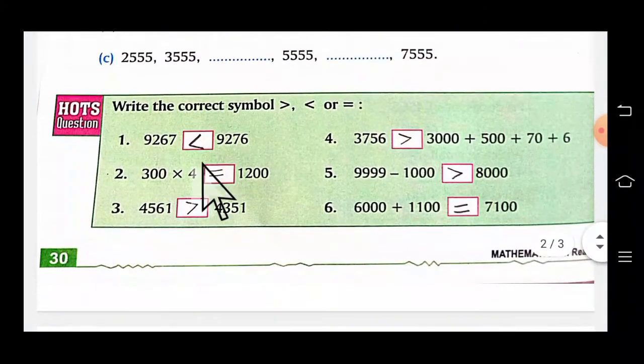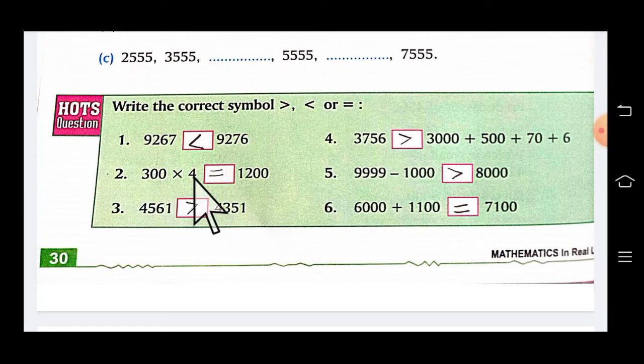Now next is the hot question. Write the correct symbol: greater, smaller or equal. For greater and smaller, compare all the digits. First thousands, then hundreds, then tens, then ones. So here 9276 is bigger.